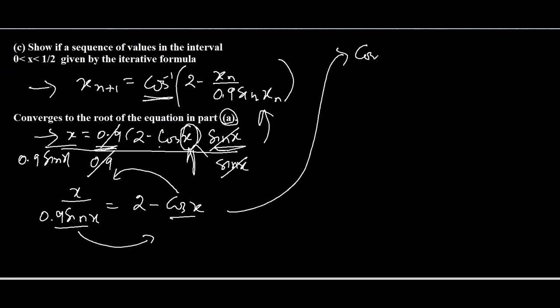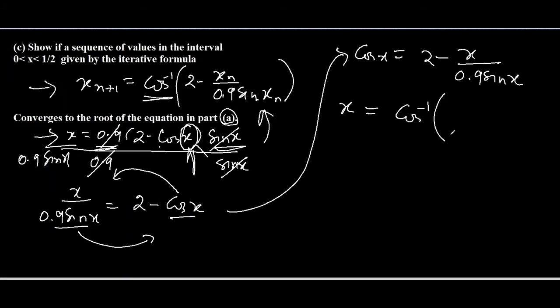So cos x will become positive on the left side, equal to 2 minus x over 0.9 sin x. And if we find the inverse of cos now, x will be cos inverse of (2 minus x over 0.9 sin x). And can you see, it is exactly the same. This becomes n plus 1, this becomes n, this becomes the rule of iterative formula. Left side becomes n plus 1 and the x on the right side becomes just n.